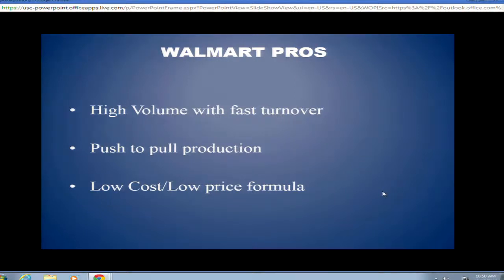low cost method. For instance, with high volume and fast turnover, a lot of kids can purchase a lot of items quickly. At the same time, a lot of items can also be replenished at a fast rate.